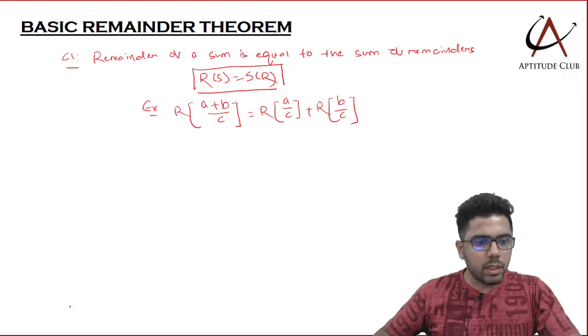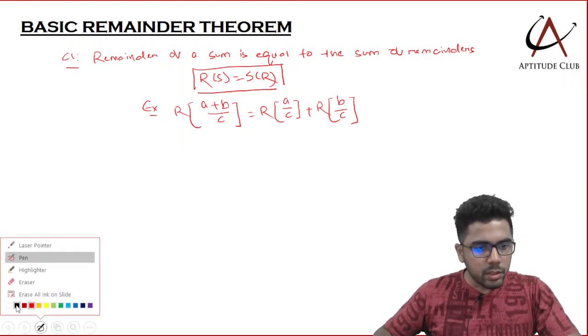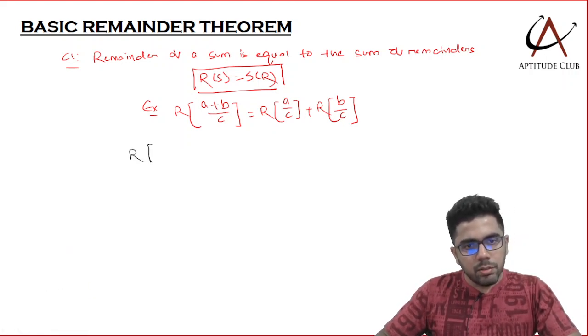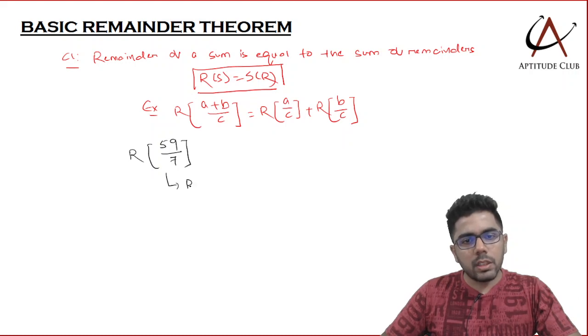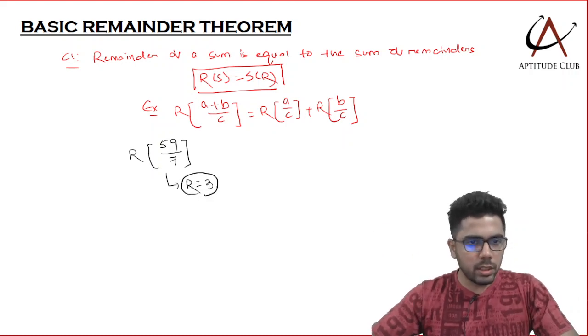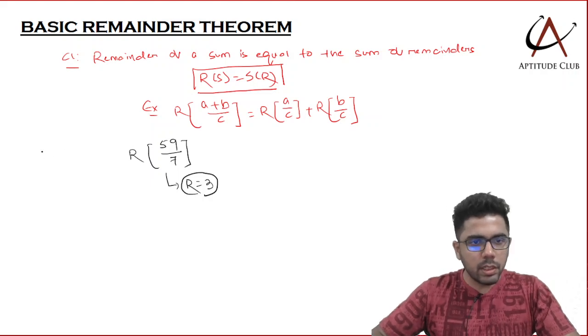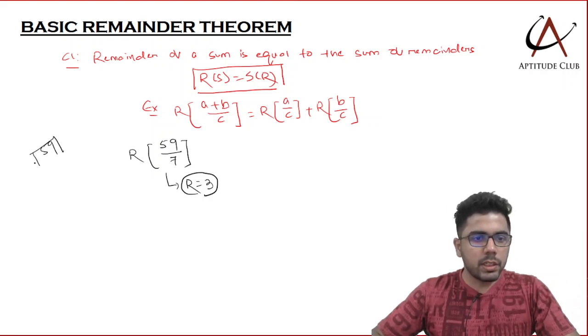What do you mean by this? Again, let us take an example. Suppose I say the remainder of 59 divided by 7. Now 59 divided by 7, all of us know that the remainder will be 3, because 7 8s are 56, so the remainder is 3. You divide it in this way: 59 divided by 7.